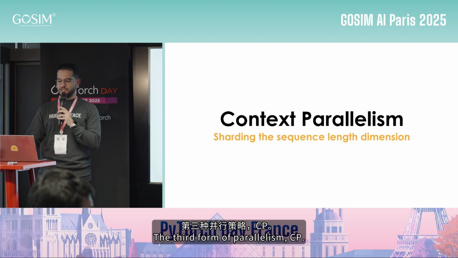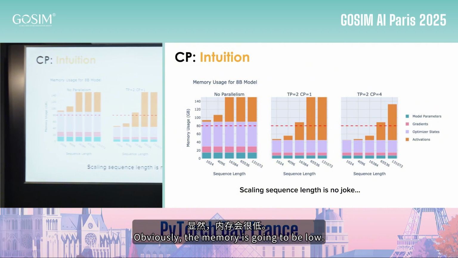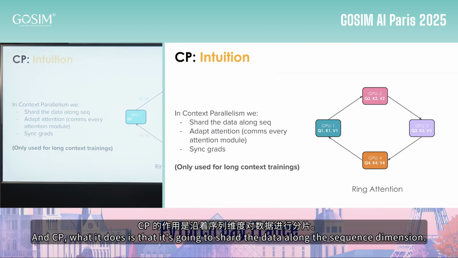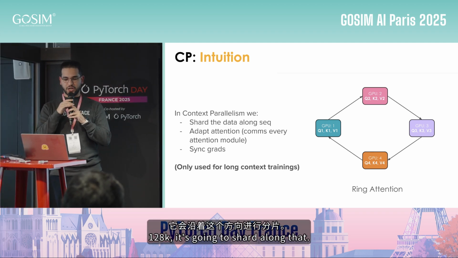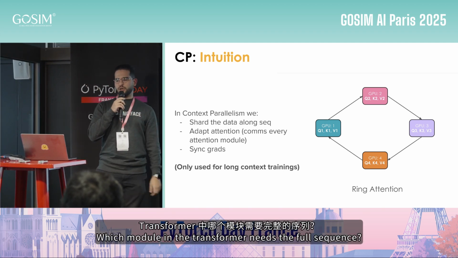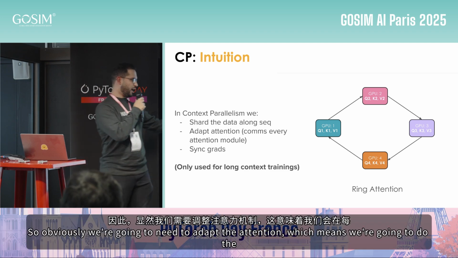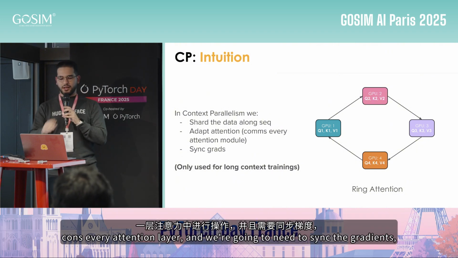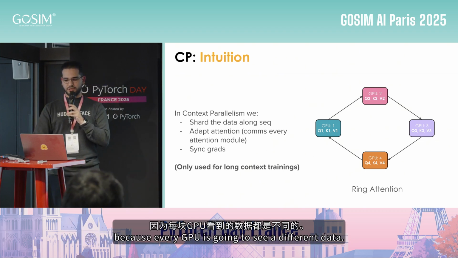The third form of parallelism, CP. CP is used when you want to scale sequence length, because obviously the memory is going to blow. What CP does is shard the data along the sequence dimension. So if you train with 128K, it's going to shard along that. The module in the transformer that needs the full sequence is the attention, so we're going to need to adapt the attention, which means we're going to do communication in every attention layer. And we're going to need to sync the gradients because every GPU is going to see different data.